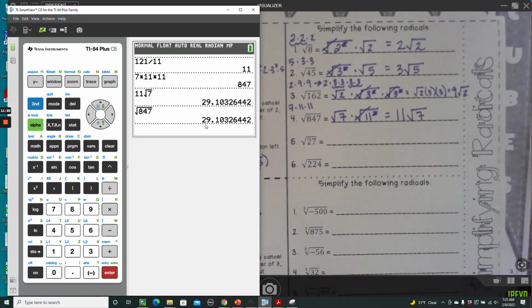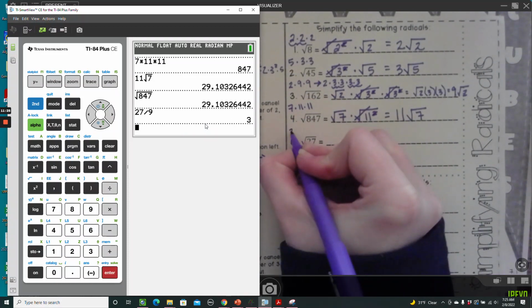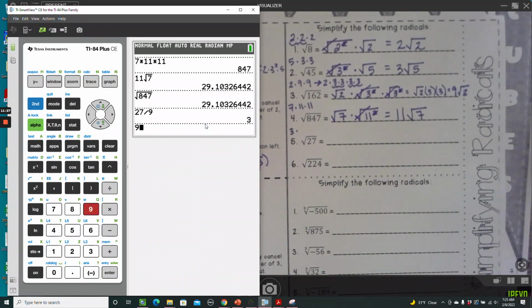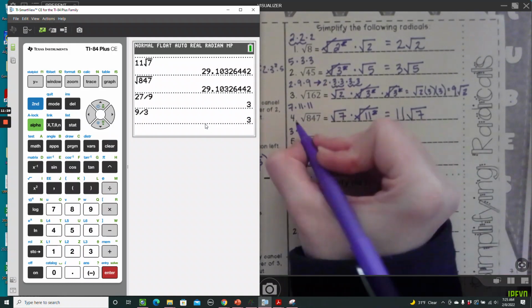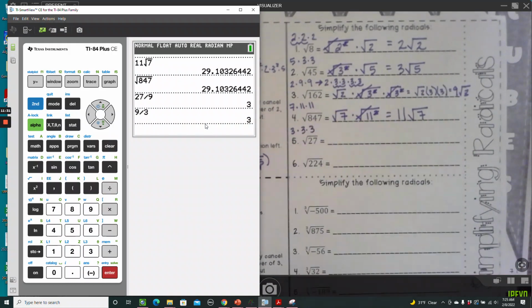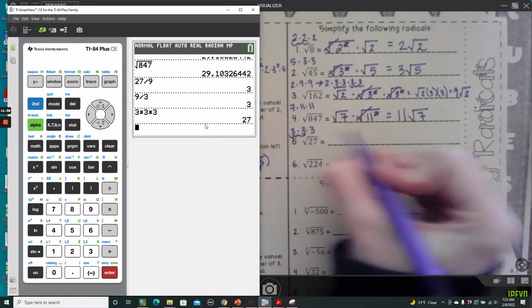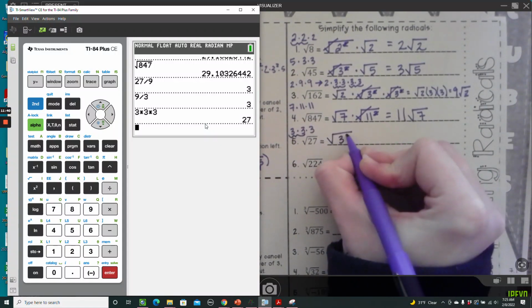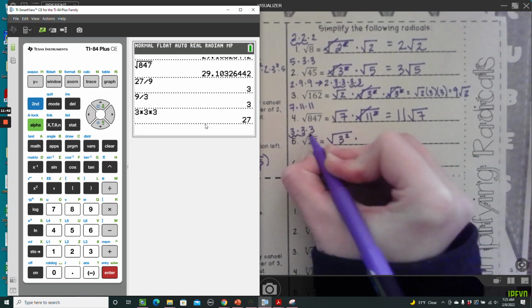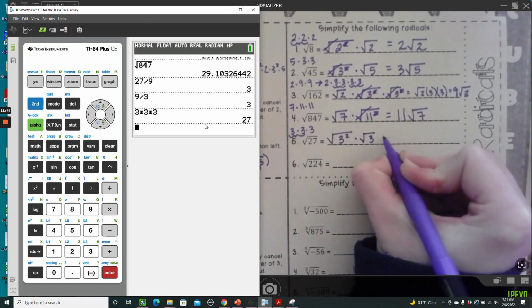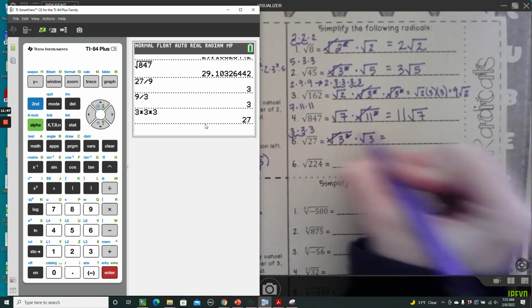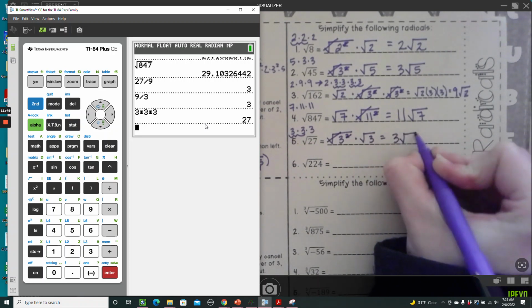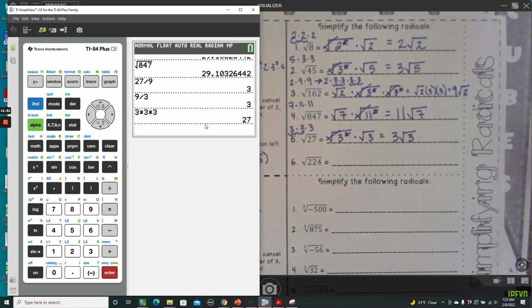All right, 27. So we know 27 is divisible by 9. That gives me a 3. And then we know 9 is divisible by 3. So that gives me a 3 times 3. 3 times 3 times 3 gives me 27. So again, I just want to group 2 of these. So square root of 3 squared times, don't forget your last 3, radical and exponent cancel, tack on the remaining radical.